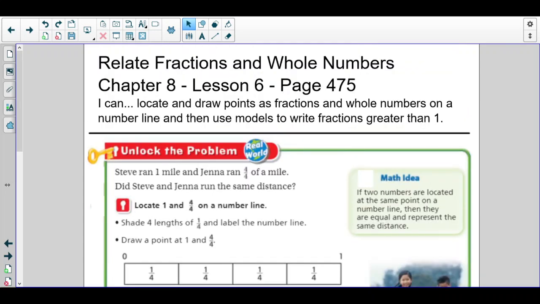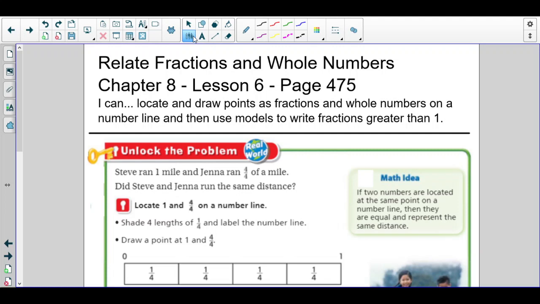Okay, continuing on with our exploration of fractions. If you would be so kind, please turn to page 475 in your Volume 2 Go Math books. That's page 475, and we are going to be looking at Chapter 8, Lesson 6, Relate Fractions and Whole Numbers.